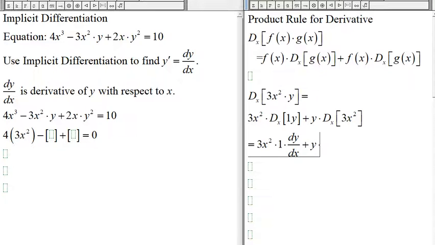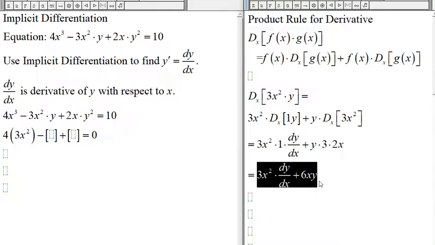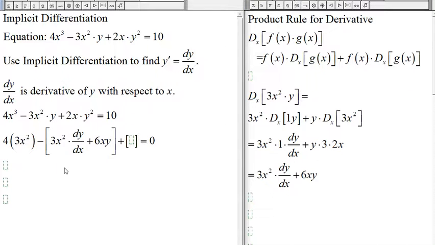And then plus y. We're doing derivative with respect to x, and the variable here is just x, so we just do the regular derivative. It would be 3 times the derivative of x squared, which is 2x. So this becomes 3x squared times dy dx, and then plus 6xy. So the derivative for this product is that.